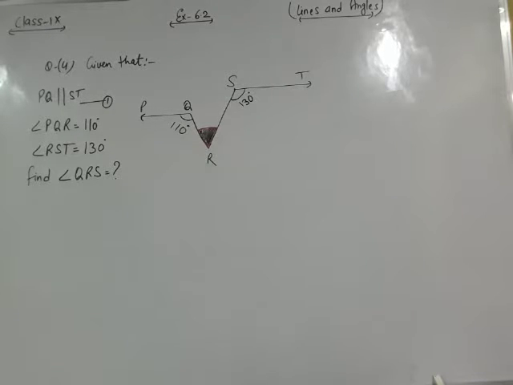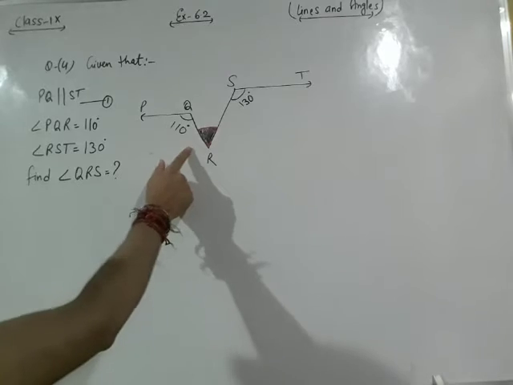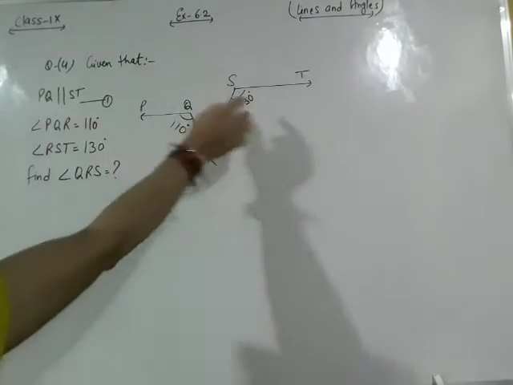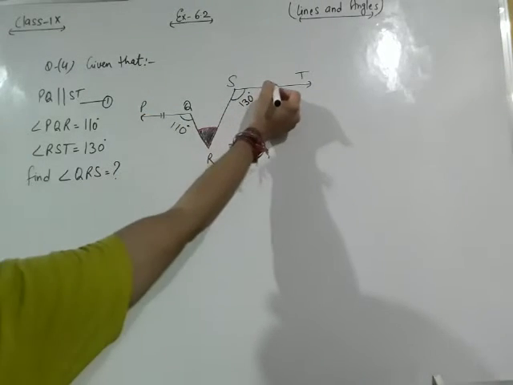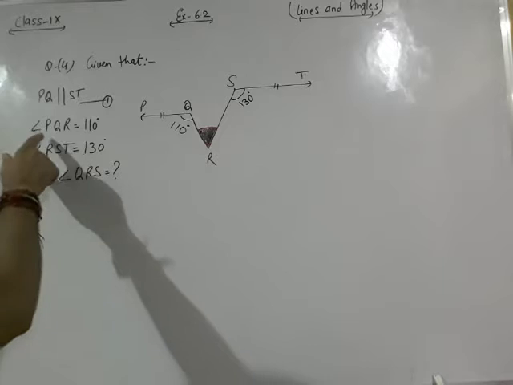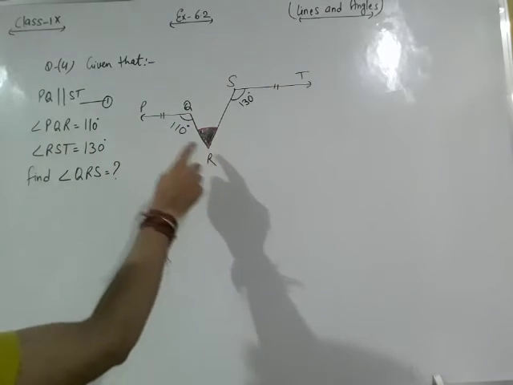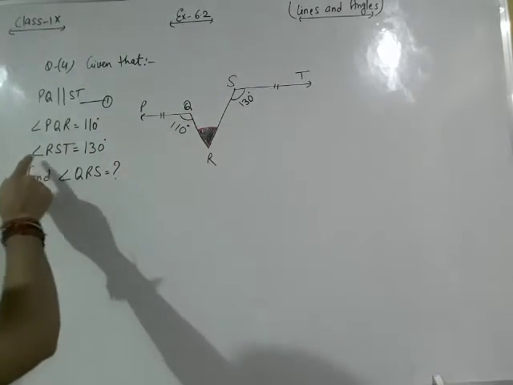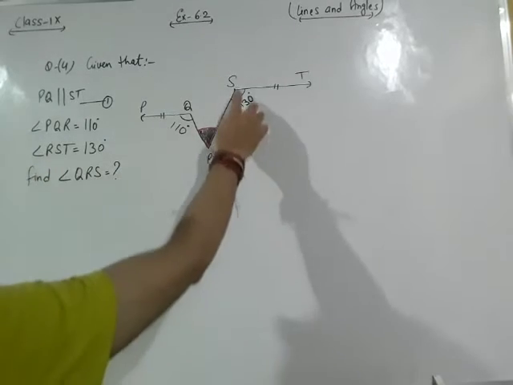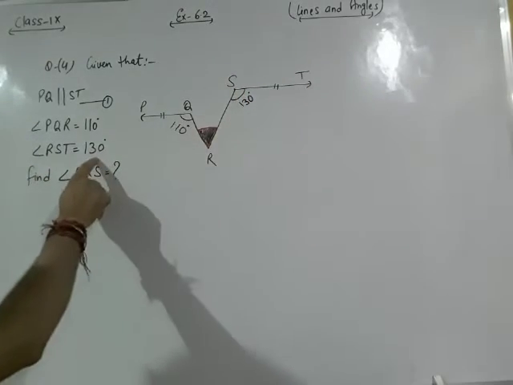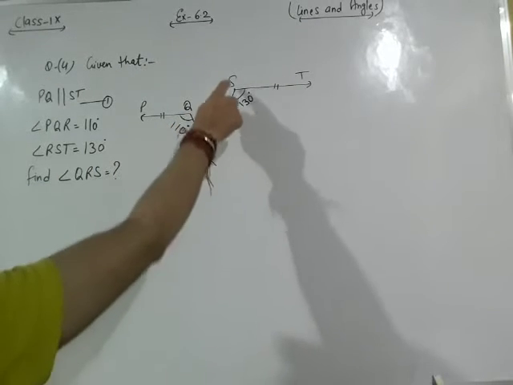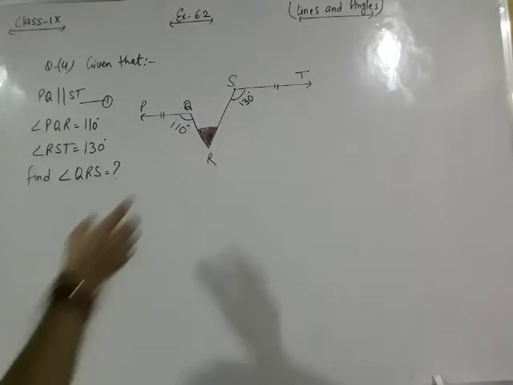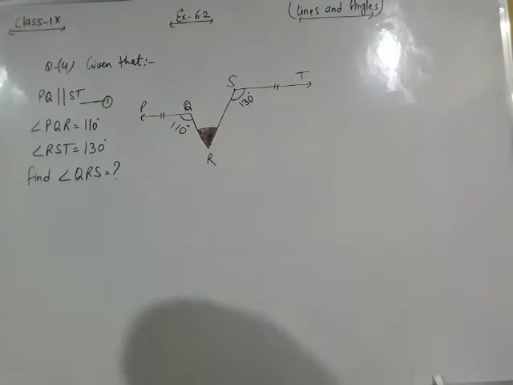In question number 4, this diagram is given to us where PQ is parallel to ST. These two lines are parallel. PQ is parallel to ST, right? And angle PQR is equal to 110, and angle RST is equal to 130. Then we have to find the angle QRS, this middle angle that is marked with the red and black color. This angle we have to calculate.